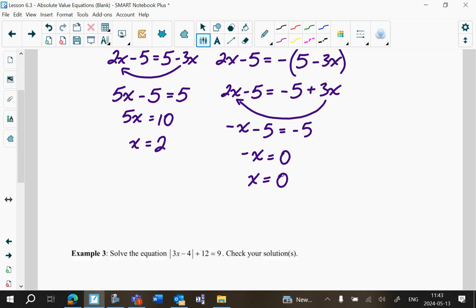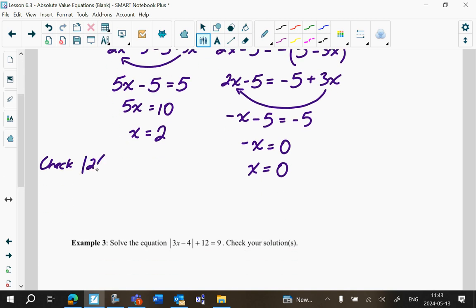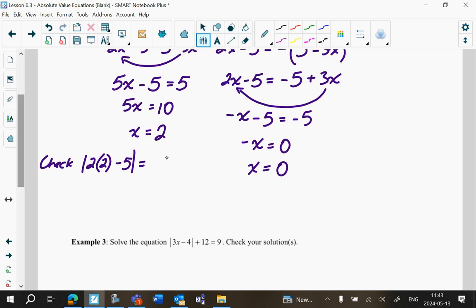So those are the two I have to check. Because remember, you have to check these. So pretty straightforward to check. Does the absolute value of 2 times 2 minus 5 equal 5 minus 3 times 2? That's how I check this one. To check this one, does the absolute value of 2 times 0 minus 5 equal 5 minus 3 times 0?